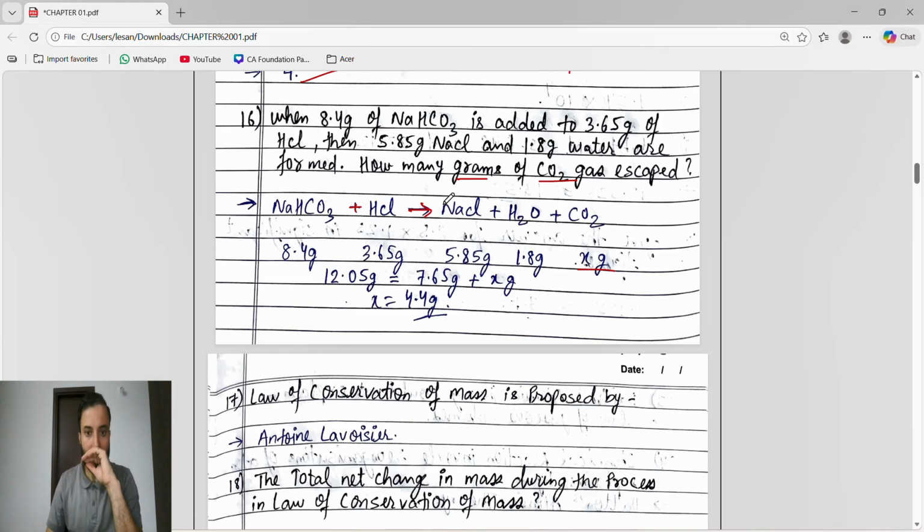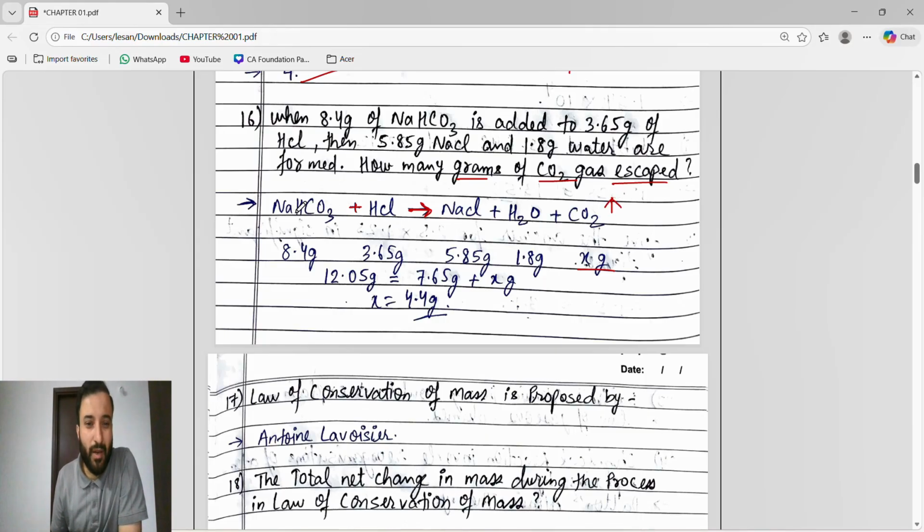Okay, just they said NaCl and water are formed. So guys, the form in this side, it will go to the product side. And how many grams of CO2 gas escaped? So whatever the gas is escaping, it is escaping through the product side.